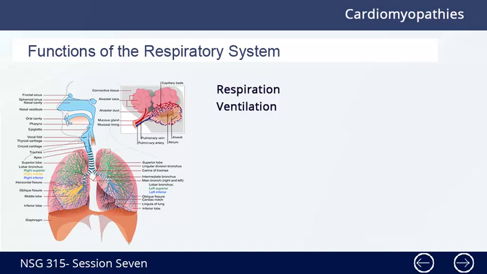Ventilation. Ventilation requires movement of the walls of the thoracic cage and of its floor, that is the diaphragm. The effect of this movement is alternately to increase and decrease the capacity of the chest.